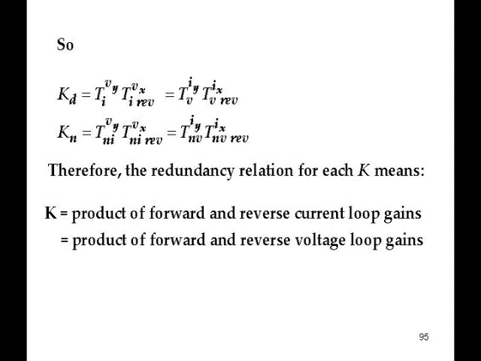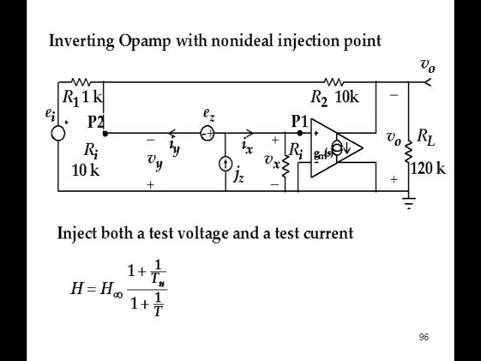Let's go back to the same example we did earlier with a non-ideal voltage injection point. That is, the Ri is on the right of the injection signal. Now, we found that doing voltage injection only gave you the wrong answer. So now let's do the dual injection, both voltage and current, using the extended formula.